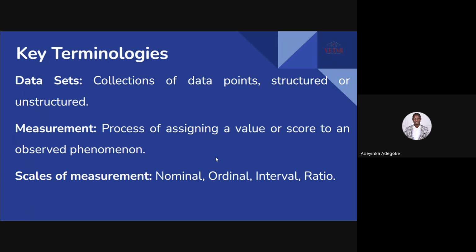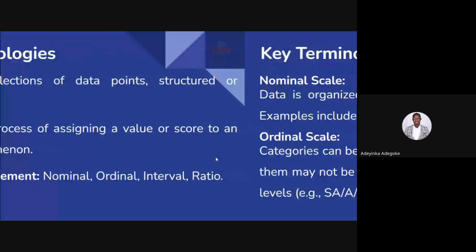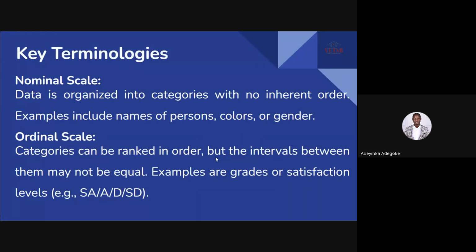Observed phenomenon. Then we have what we call scales of measurement. We have four scales of measurement: the nominal scale, the ordinal scale, the interval scale, and the ratio scale. What's the nominal scale? Another word for nominal is name. So nominal means names. They are categories, just classes with, take note of that, no sense of order. No sense of order for the nominal scale of measurement.